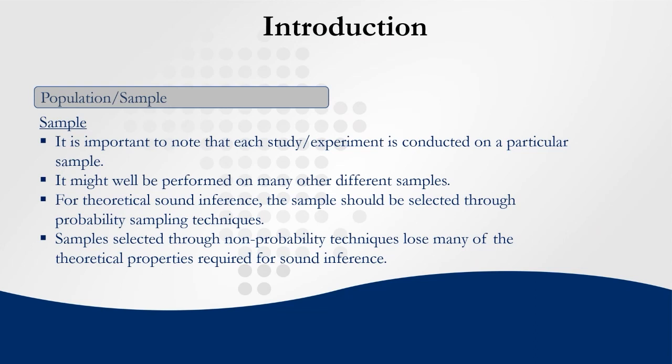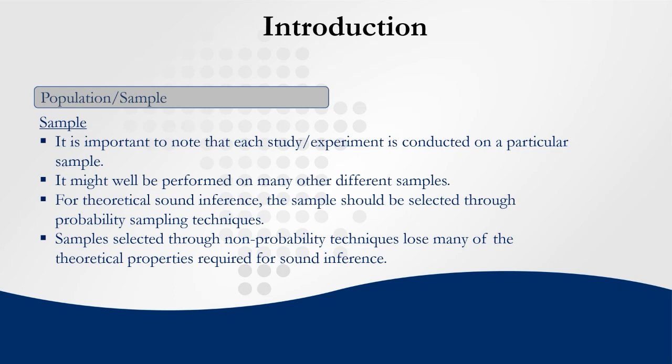So, because we are sampling, if we're doing a study or an experiment, it will be conducted on a particular sample. And as I've said, because the samples are different, there is variability for any sample you draw. We make inferences based on the samples that we have selected, so it's important that the sampling is sound, so that the inferences you make can have a theoretical backing.